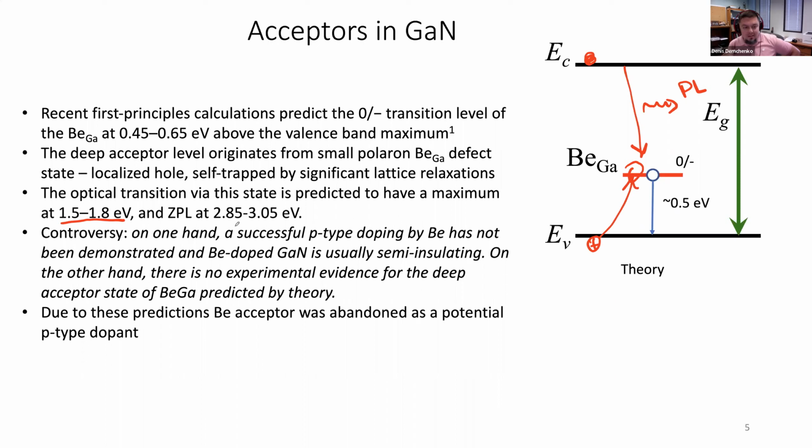On one hand, indeed, nobody succeeded in making p-type by doping with beryllium. So that suggests, yeah, maybe that's a deep acceptor. But on the other hand, this photoluminescence that theory predicts is not observed in experiment. So it's strange. Where is it?